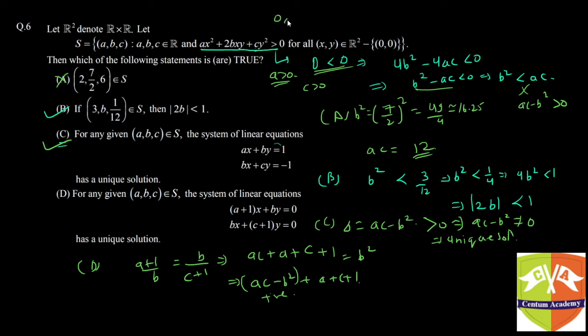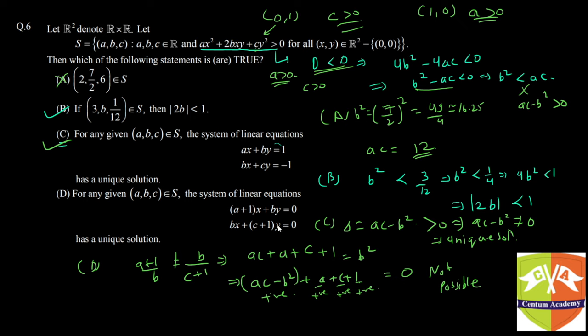Why? Suppose it passes through (0, 1). If you put (0, 1) in this, you will only be left with c, so c must be greater than 0. Alternatively, if you make it pass through (1, 0), then only a will be greater than 0. So both of them are positive. This is positive, this is also positive, and this is also positive. So this can never be equal to 0. If you put it equal to 0, this is not possible, because on the left-hand side everything is positive. So to conclude, this will not be 0, and that means the system of equations indeed has a unique solution because delta is non-zero. All right, so the correct options are B, C and D.